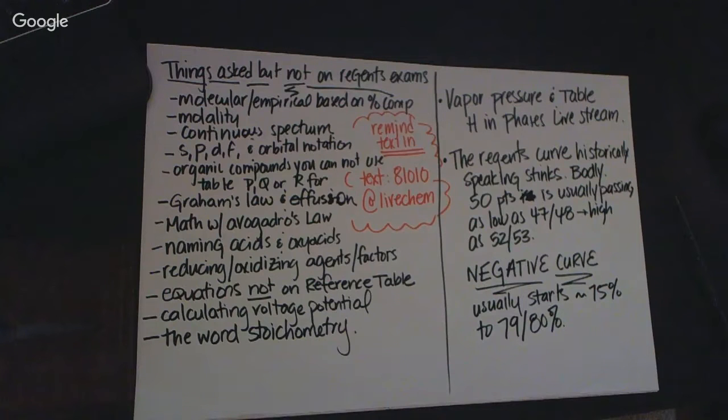Somebody asked about molecular and empirical formulas and finding them based on percent composition. You will not need to know that. You do need to know what an empirical formula is and a molecular formula and how the two are related, but not actually have to calculate them based on percent composition.